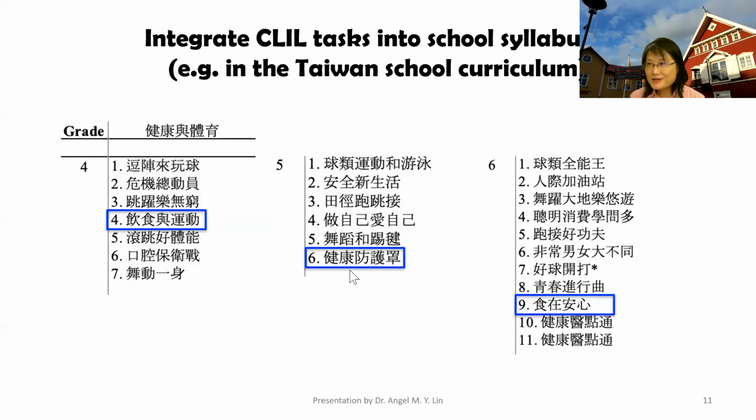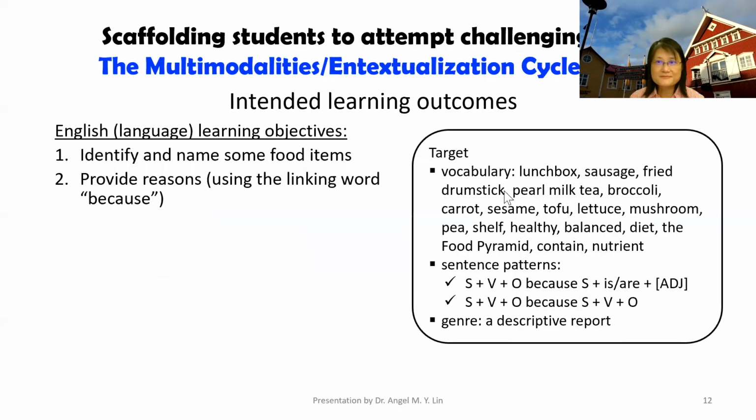So this unit of work that I'm showing you as an example is really amenable to be integrated into your existing school curriculum in Taiwan. So this is 食在安心，这个健康，这个饮食与运动。So these are the curriculum topics that can integrate your unit of work.